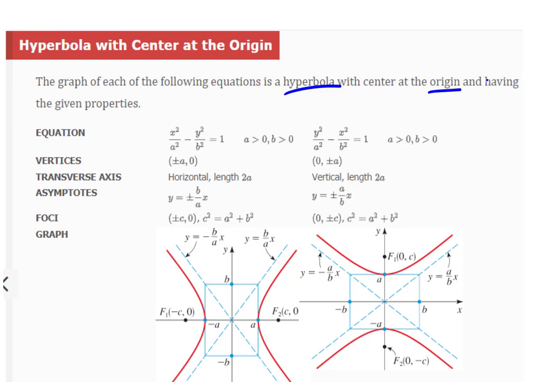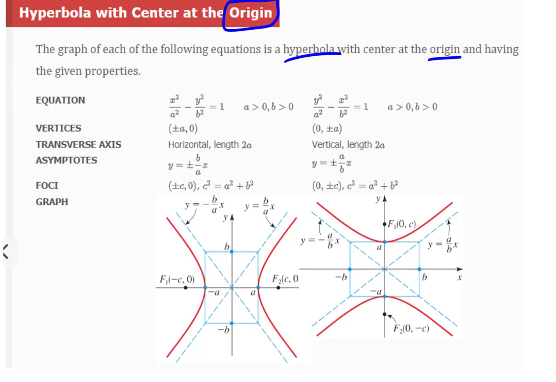Okay, so again, that's our scope. We're talking about the origin as the center for these, and having the given properties. Now, there are two different options for the way you can write the equation. I'll try to compare and contrast them side by side as we go.